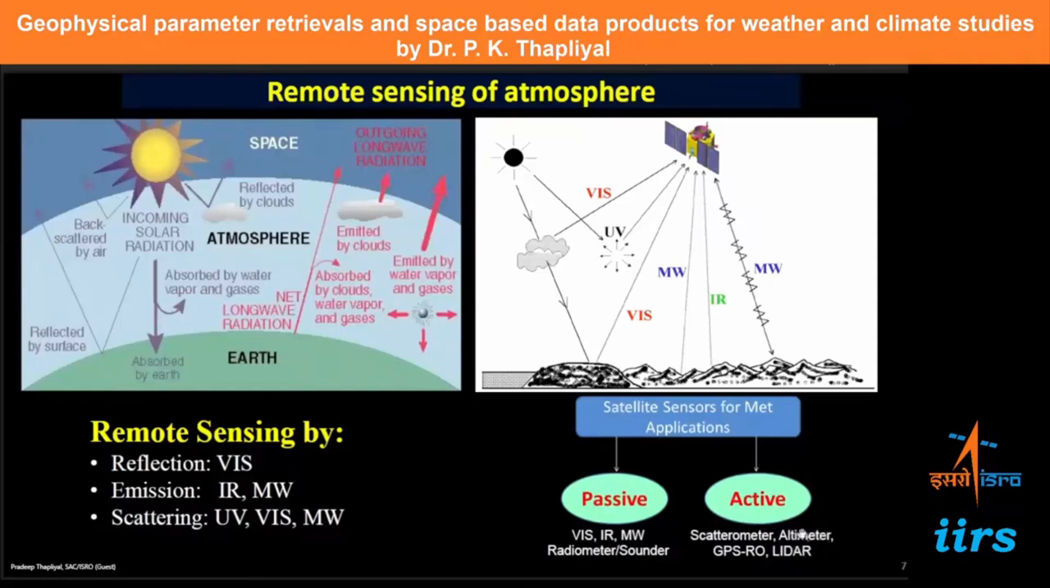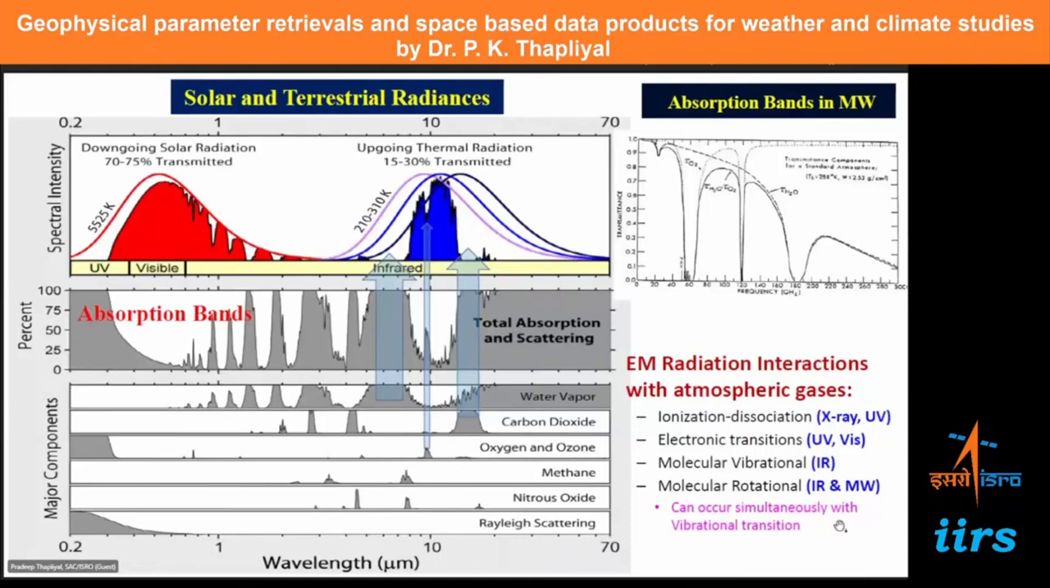So by that it measures the height of the surface. Then there are various other instruments like radio occultation, sounder, and LiDAR, which also come under the active category. Now, I have already discussed that to make measurements of atmospheric parameters or surface parameters, you have to study the solar reflected or backscattered radiation as well as emitted radiation from Earth and its atmosphere.